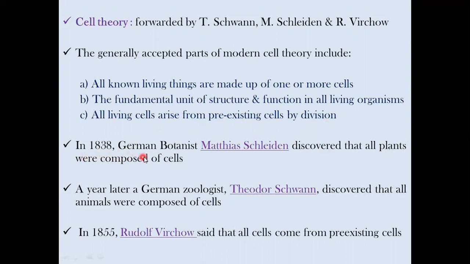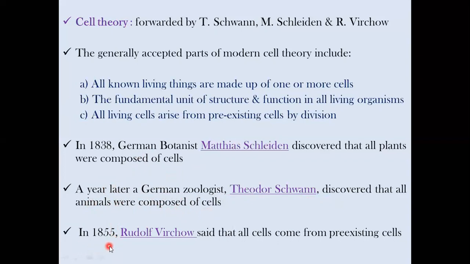In 1838, German botanist M. Schleiden discovered that all plants are made of cells. So Schleiden in 1838 studied plants, and he concluded that all plants are composed of cells. A year later, a German zoologist, Theodor Schwann, discovered that all animals were composed of cells. In 1839, he concluded that all animals were composed of cells. So from this study, they concluded that all organisms are made of cells.